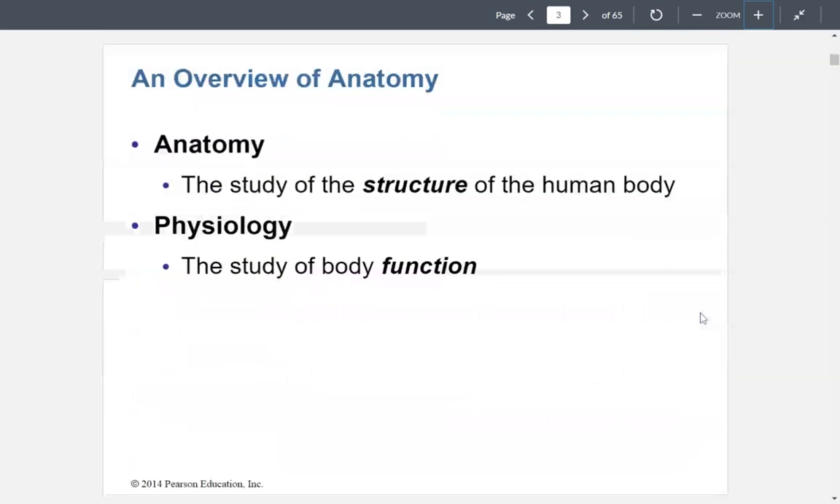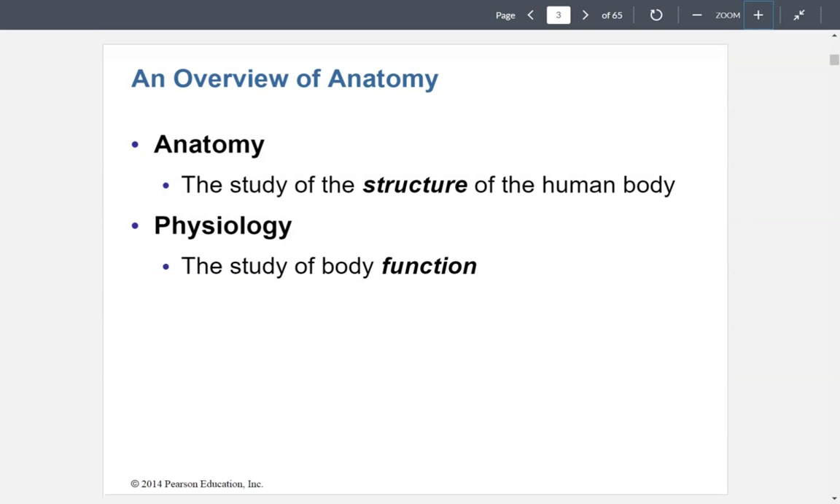First and foremost, we have to start off with what is anatomy. Anatomy is simply the study of the structure of the human body. This is not to be confused with physiology, which is a separate class here at Rose State, which is the study of those structures' functions, so what they do.